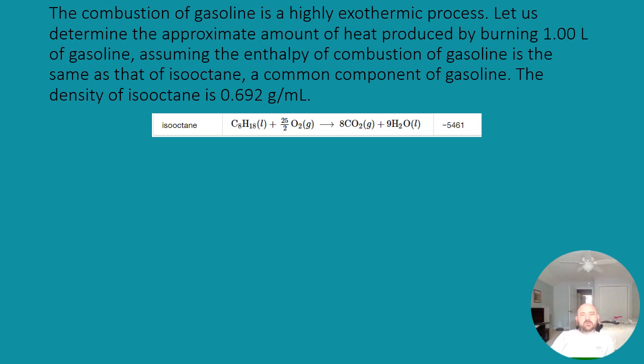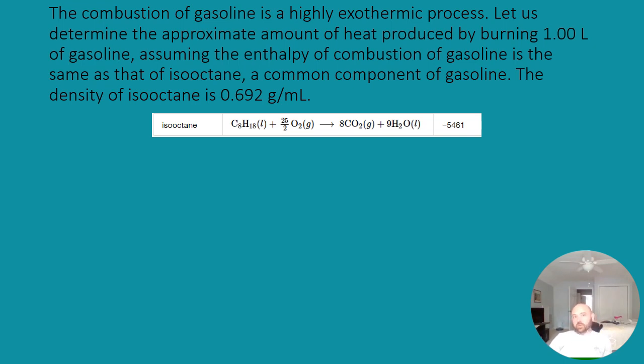So this question sounds very much like the last question. We will need to do some conversions to figure out how much isooctane we have there in moles. And then once we know how much isooctane we have in moles, we can figure out how much heat is released by the combustion of that isooctane. Because again, we've got another thermochemical equation here that relates to us. In fact, we kind of get lucky again.